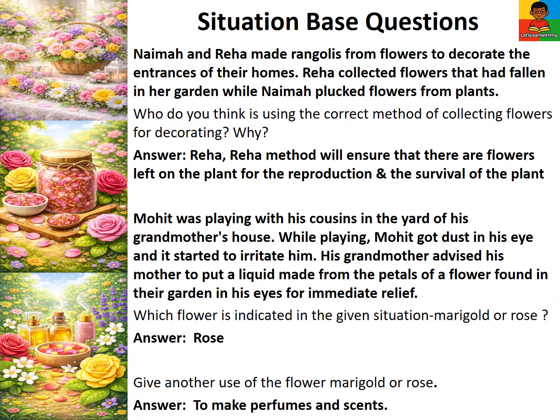Let's answer situation-based questions. Riha collected flowers that had fallen in her garden, while Naima plucked flowers from plants. Riha is using the correct method as it ensures flowers are left on the plant for reproduction and survival. Mohit got dust in his eye, and his grandmother advised using a liquid made from rose petals for relief. Another use of marigold or rose is to make perfumes and scents.